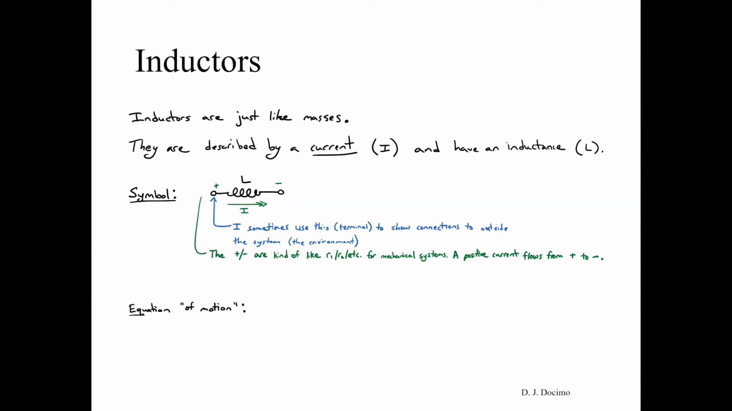So the equation of motion, in quotes, here, the equivalent of Newton's second law for an inductor, would be L I dot is equal to V. So V is our sum of our forces, that's our net force, and then I dot, that's like acceleration, but for current instead of velocity.